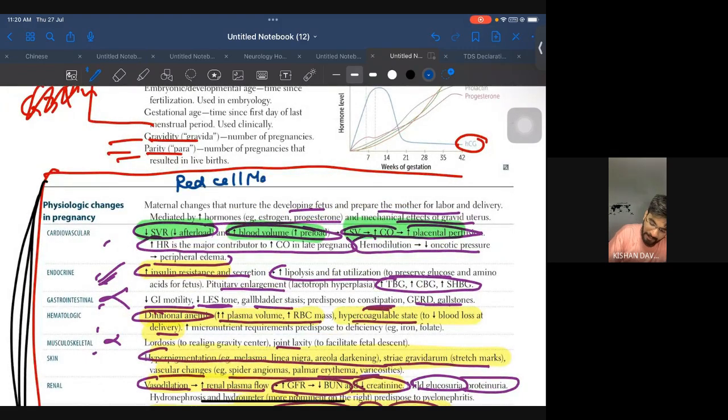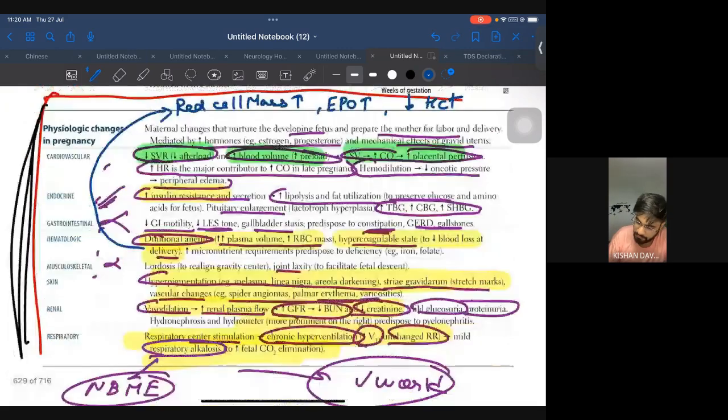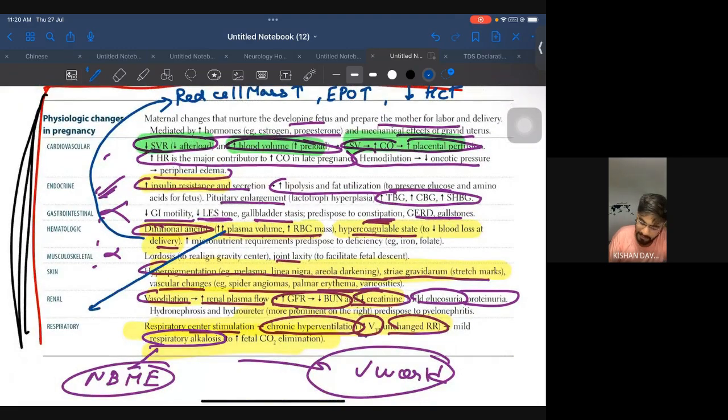Red cell mass increase, EPO increase, hematocrit decreases, so there is dilutional anemia. Okay, so these are also parameters that they ask with dilutional anemia. Then plasma volume. Along with that, they ask renin. Renin increases, so there is increase in salt and water retention. Okay, they have asked this also.